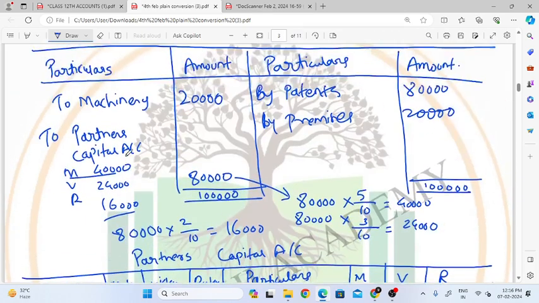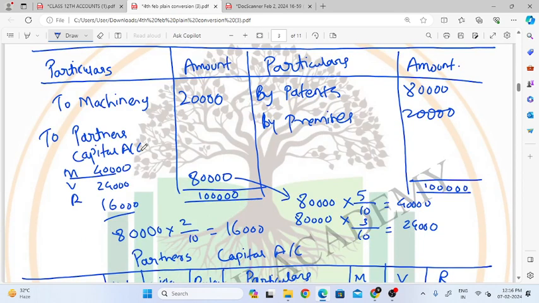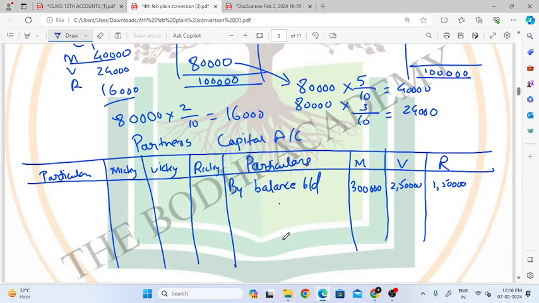So this revaluation amount, these are the profits, this is how they have distributed. So this we have to take on partners' capital account, as by revaluation account, and that amount, that is 40,000, you have to put under the respective partners' head, 24,000 and 16,000. Okay.